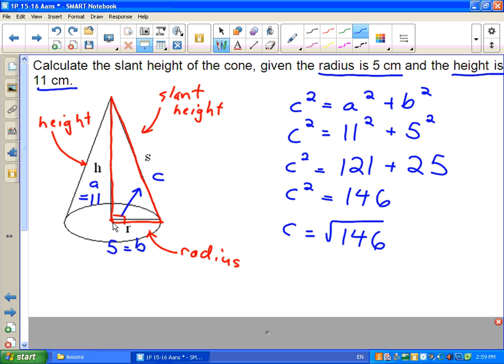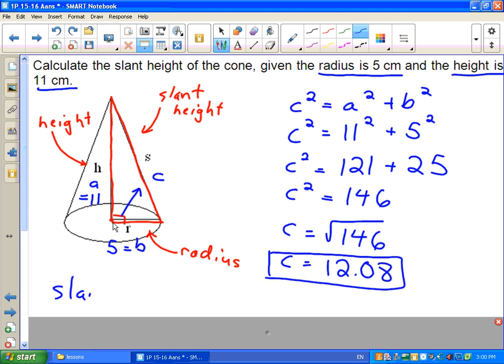Now this one we have to do on our calculator because it's not going to work out evenly. If I put this into the calculator, I get C equals 12.08. Okay? So when you get a decimal, always just put 2 decimal places. Round it off to 2 decimal places. So C is 12.08, and that's going to be our slant height. So we should probably put a little message at the bottom saying slant height is 12.08 centimeters.